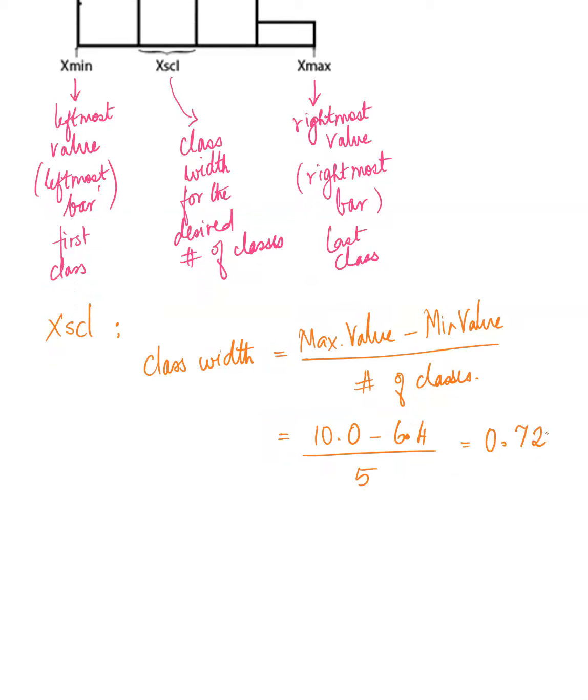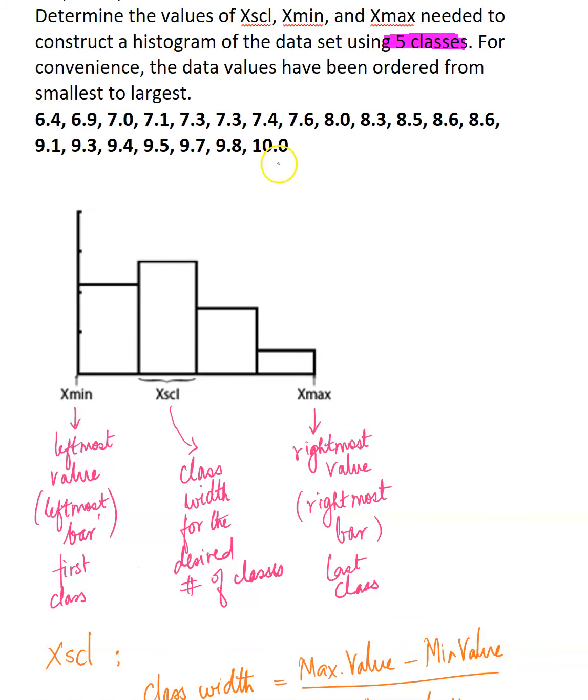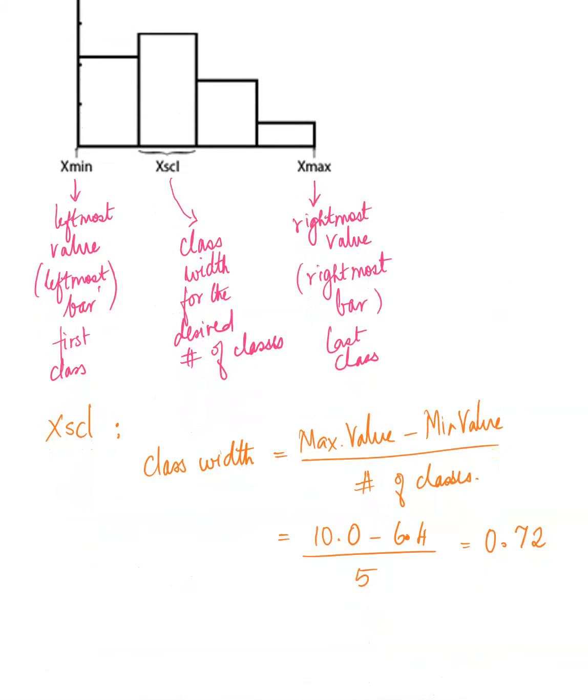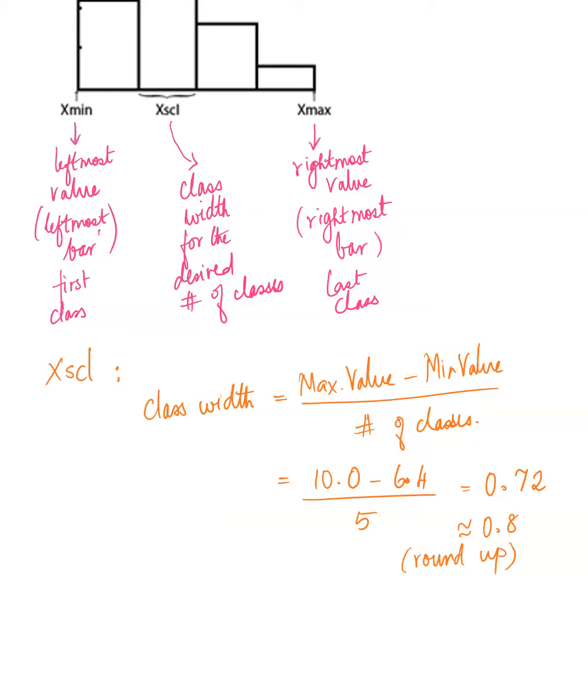Okay. So we want to round it because your data, if you go back to your data, has only 1 decimal place, right? So your class width here comes up as 2 decimal places. So we round up to 0.8 so that your class width has 1 decimal place. It just makes it easy to add. This is for convenience, right? And that's your XSCL, and then X min.